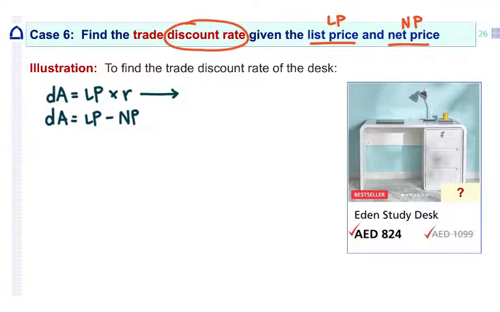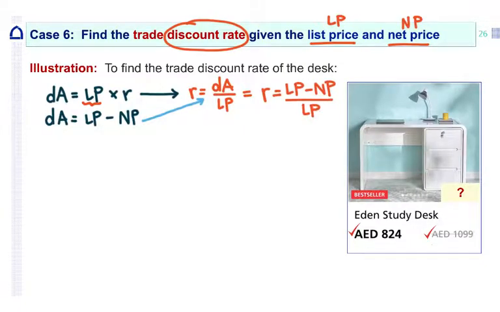First of all, if I use that first equation and wanted to just get R equals, I would divide the list price onto the other side. So I get the discount amount over the list price. That's one way to solve it. But then I will take this equation and replace it in the top. Instead of writing discount amount, I will write list price minus net price, and we still have this divided by list price. So this is the formula I will use to find the discount rate if given the list price and the net price.